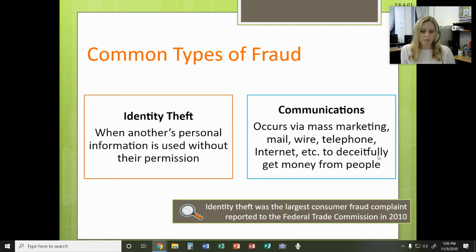So, we're going to describe the common types of fraud. Two of them are on this page. The first one, identity theft, is when another person's information is used without their permission. And communications fraud occurs via any kind of communications like mass marketing, mail, wire, telephone, internet, etc., to deceitfully get money from people.